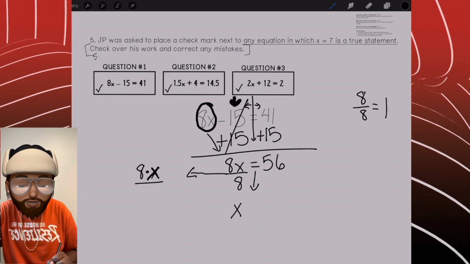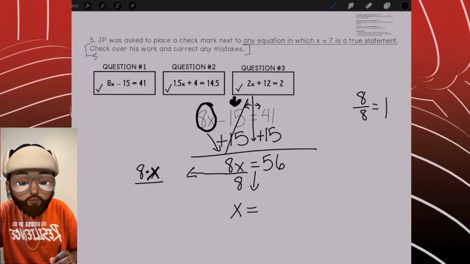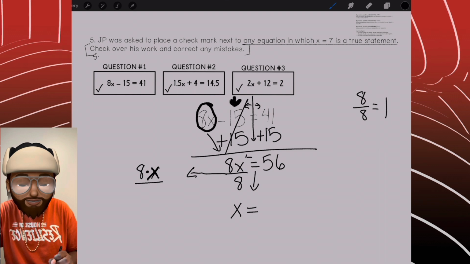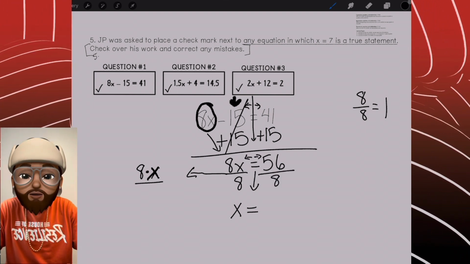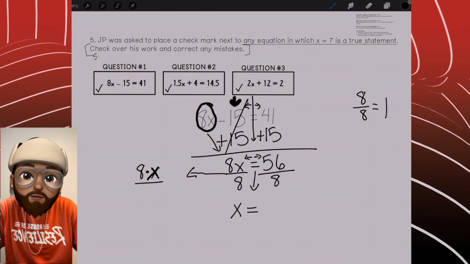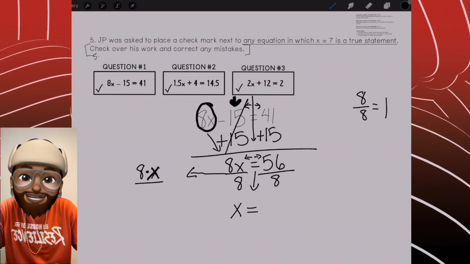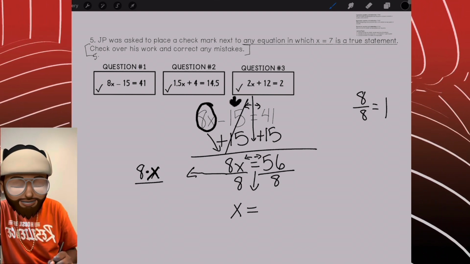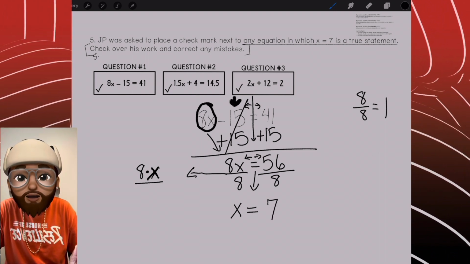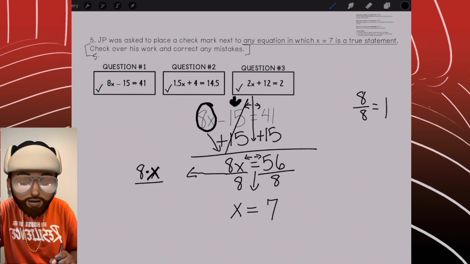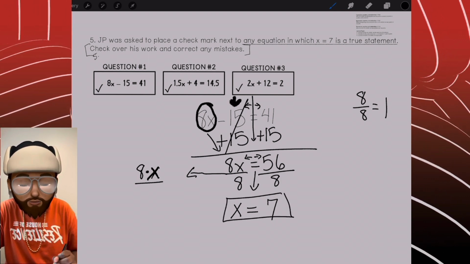We bring the equal sign down, and whatever we do to this side of the equal sign, we must do to this side as well. So we're going to divide 56 by 8. 8 goes into 56 7 times. 7 times 8 will be 56. We don't have a remainder. Therefore, we know this one is correct.